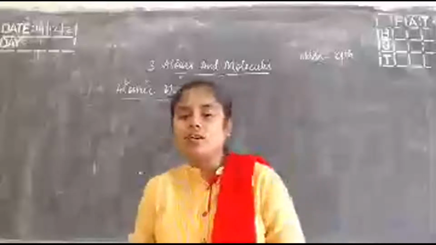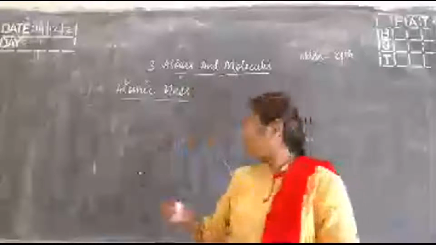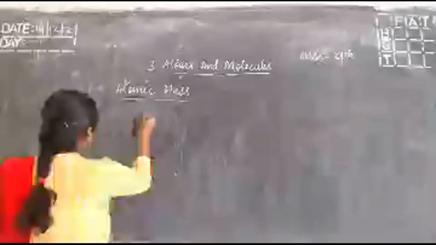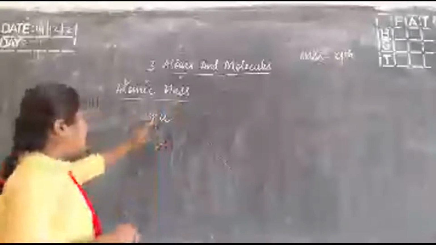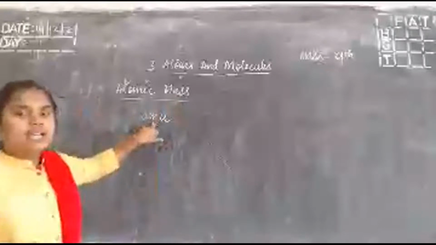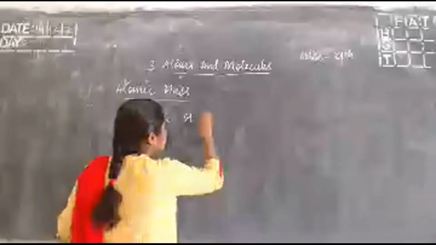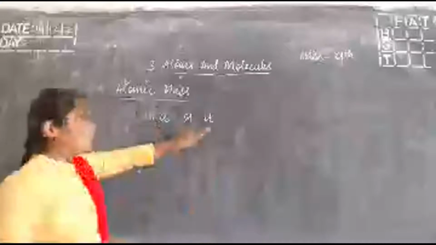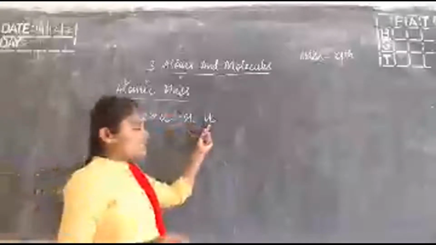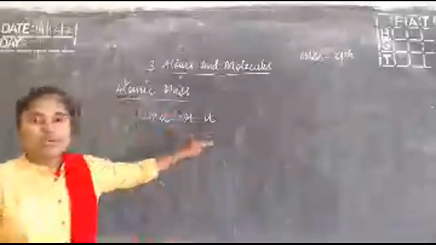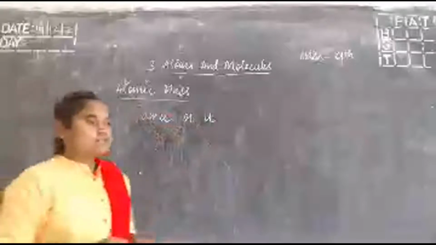So they gave one standard unit which is called the atomic mass unit, symbolically written as AMU, or you can write it as a unified mass, which is given the symbol U. So this was the atomic mass unit, or unified mass, which was the standard measurement for measuring the mass of an atom.